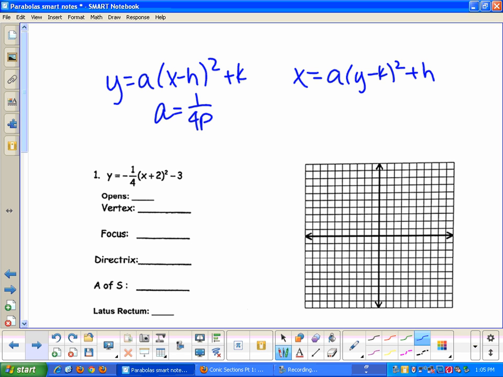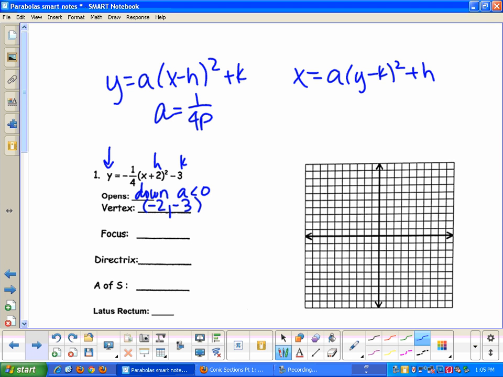So looking at the first equation, I always look at the a value to tell me which direction I'm going to open based upon what's being squared. So I know the x is squared here, and it's a y equals equation, so it's nice that it's already solved for y for us. So that tells me that my equation is going to open down because my a value is less than 0. Now that I know my equation's opening down, I can find my vertex. My vertex, remember, is just h and k, so it's opposite of what's on the inside being squared. So this would be a vertex of -2, -3.